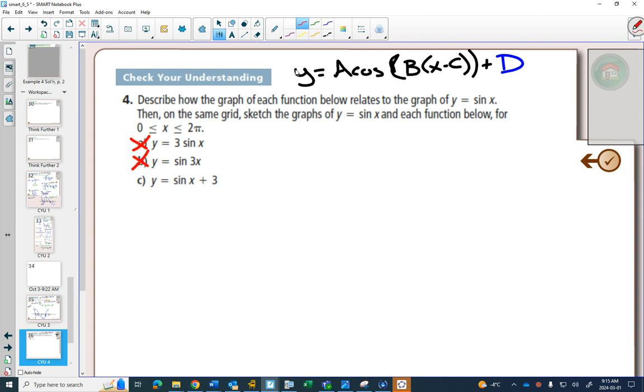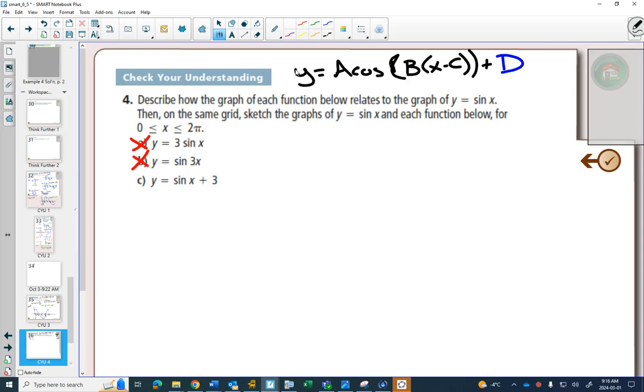In B, we're also going to skip B. I mean, if you want to, you can see these online. I have videos of A and B online already. But B has a B value of 3. That's going to affect our period. Our period would be 2 pi divided by 3. You would label that and divide it into 4 equal sections, and then be able to graph that one.